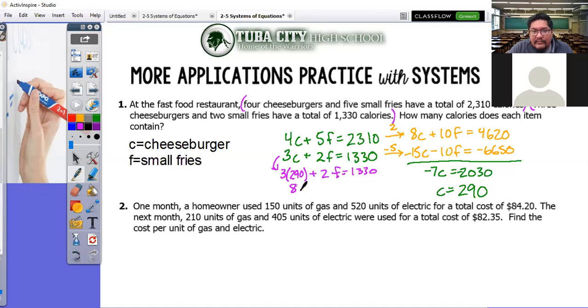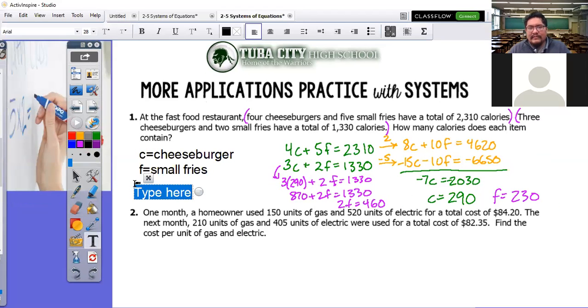So in this case, it should be 870 plus 2F equals 1,330. And I'm going to have to subtract 870 on both sides. And that'd be 460, so 2F equals 460. Divide that by 2 and we get 230. So F equals 230. I'm going to put that over here just because I'm out of space there. If you've got the space to write it, go ahead and write it on your paper in the right space.